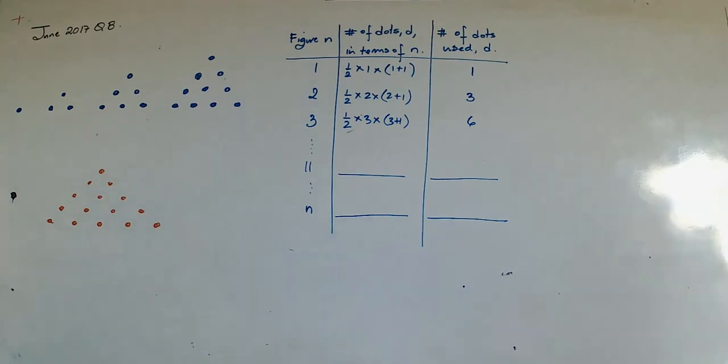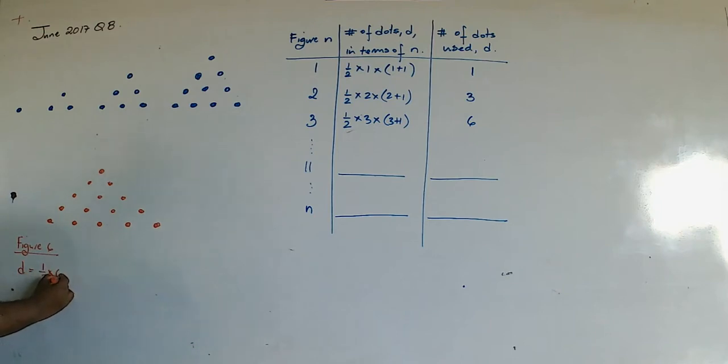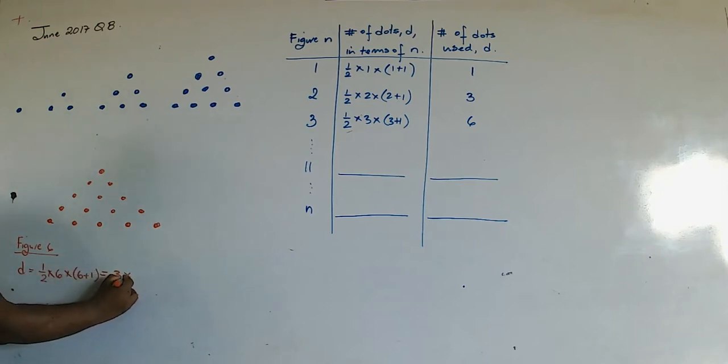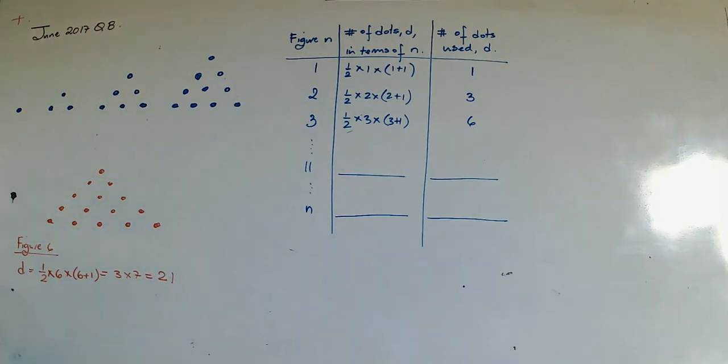Next. How many dots would be in figure 6? 21. The number of dots D would be equal to a half times 6 times 6 plus 1. A half of this is what? 3 times 7. Did you get 21? Yes, sir. Figure 6 has 21 dots.